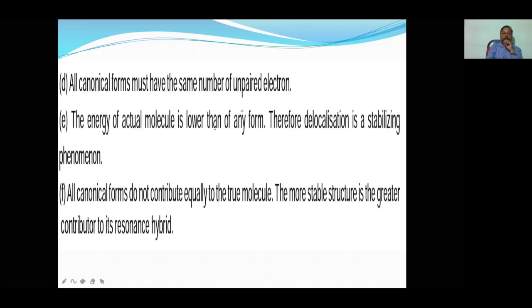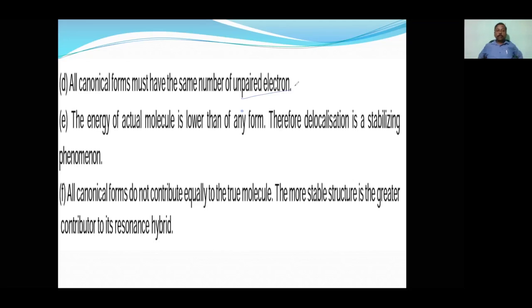Okay, next, fourth condition is all canonical forms. Canonical forms means nothing new. It is simple resonating structure only. Must have same number of unpaired electrons. Total number of electrons you can count unpaired. Unpaired means lone pair electron. Okay. So they must be same in all molecule.